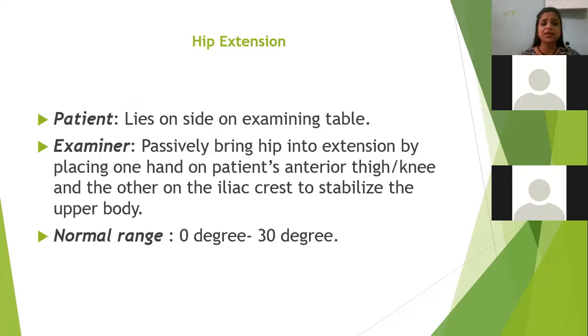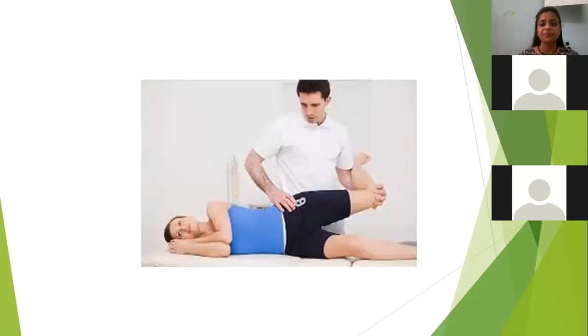Hip extension: make the patient lie in the sidelying position. Passively bring the hip into extension by placing one hand on the anterior thigh or knee, and the other hand on the iliac crest to stabilize the upper body. The normal range will be 0 to 30 degrees. Like this.